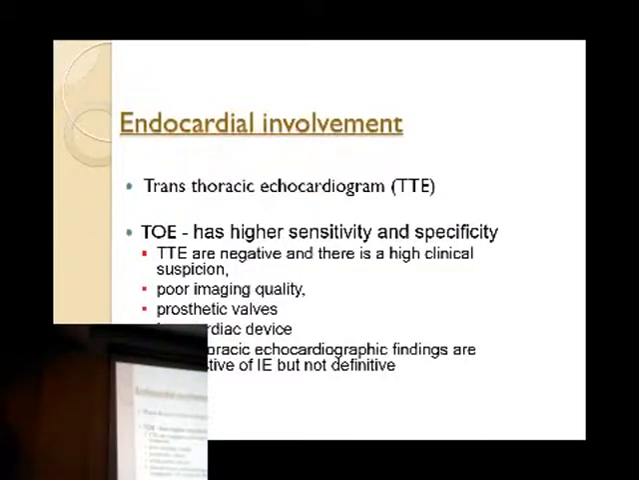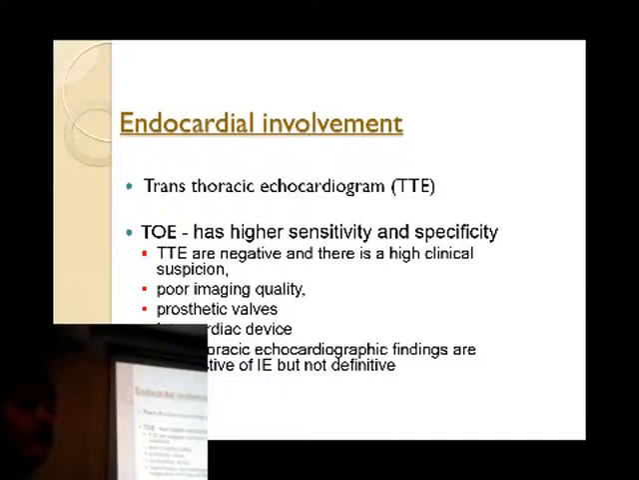Now, how do we confirm the endocardial involvement? It is mainly based on the echocardiographic findings. A commonly used echocardiographic technique is transthoracic echocardiogram. Now, the sensitivity of transthoracic echocardiogram is always doubtful. If you see the vegetation, it confirms, but if you can't see the vegetation, it will not exclude infective endocarditis.